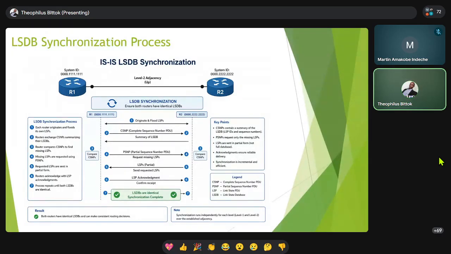PSNP. So basically, the LSDB synchronization is just to make sure that the topology view from each and every router is identical, so that we don't have a situation where maybe a link has gone down and the other routers are not aware. So basically, the synchronization is going to prevent such a situation from happening.